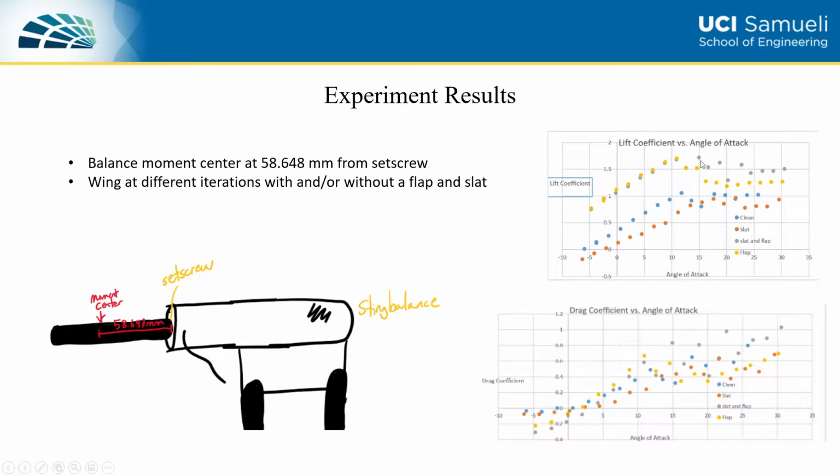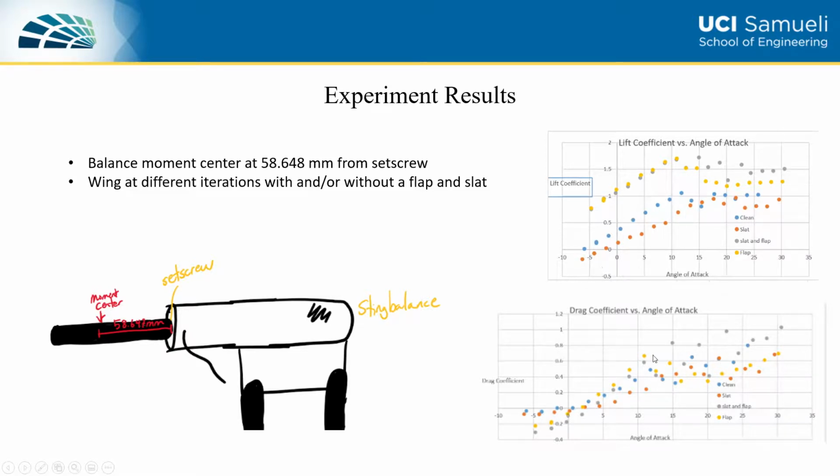So you can see here that the gray dots, that's with both a flap and a slat. So the slat is able to maintain this lift coefficient of about 1.5 into steeper and steeper angles of attack. And you can see here when it's just the slat alone, it's slightly less lift. However, we reached the same amount of lift as a clean wing without any adjustments, but we're able to maintain it for steeper angles of attack.